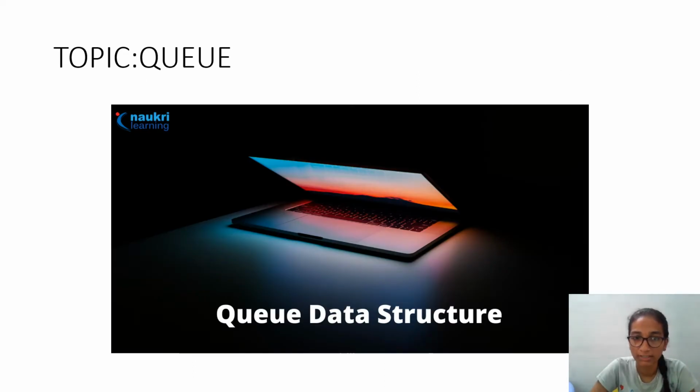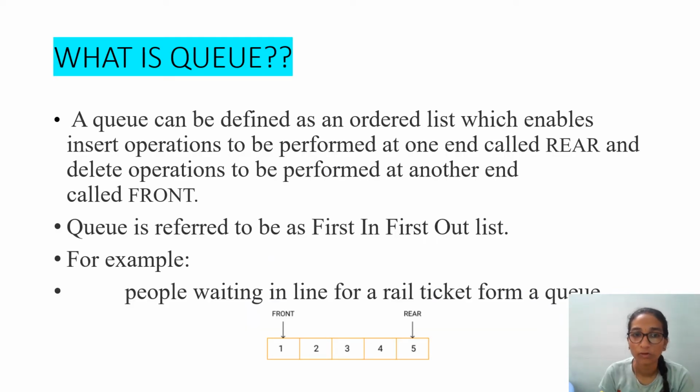Let us see what is queue, what are the operations in queue, advantages, disadvantages, and what are the applications of queue. First of all, what is queue? Queue is a linear data structure in which insertion occurs through one end called rear and deletion occurs through another end called front. Queue is referred to be first in, first out. We have seen in the previous example, for example, people waiting in a line for a railway ticket or for a movie ticket.